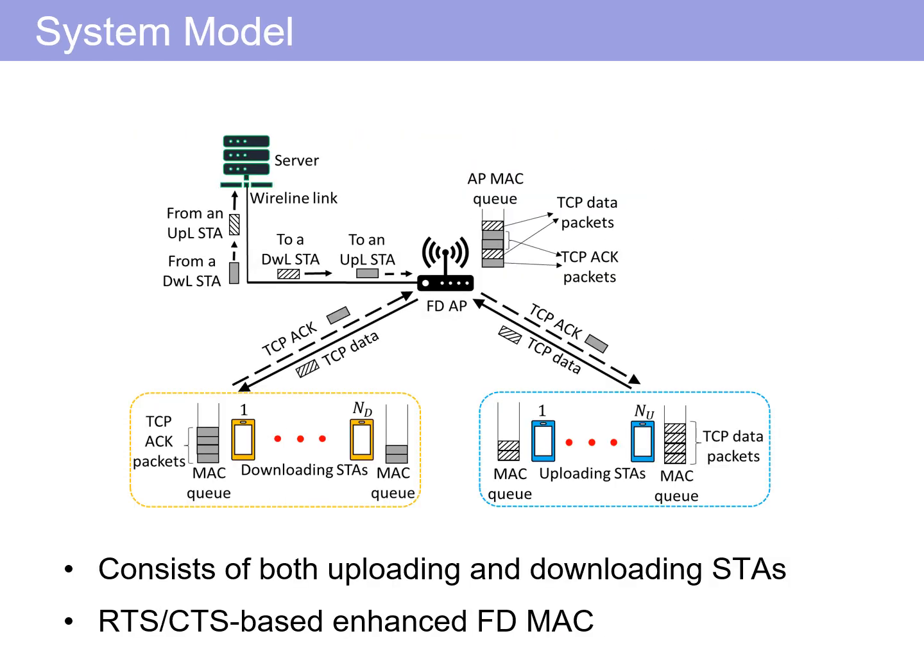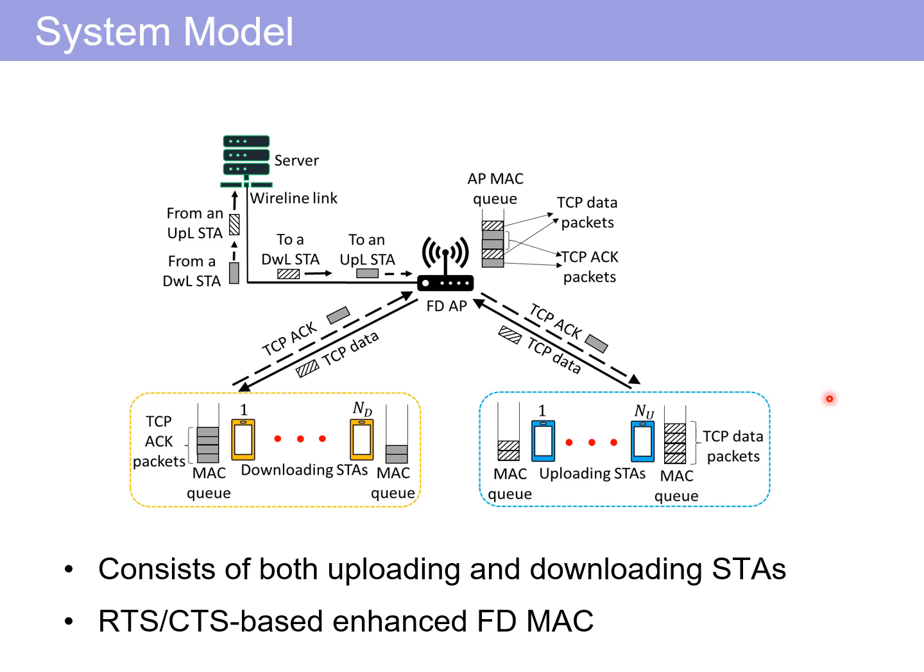Let's look at the system model. Our system consists of both uploading and downloading stations, and we use the RTS-CTS based enhanced FD MAC that we discussed before. We have a server that is connected to the access point via a wireline link. We have ND downloading stations and we have NU uploading stations.